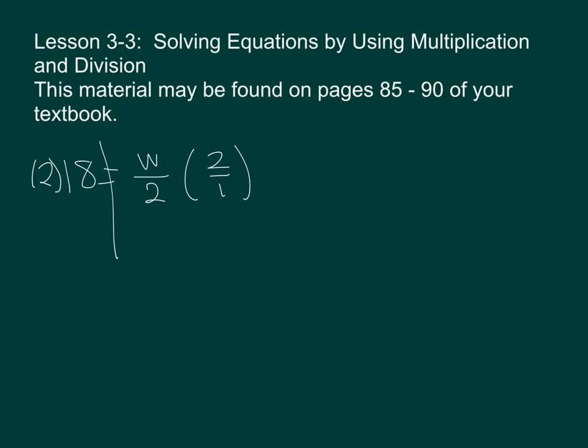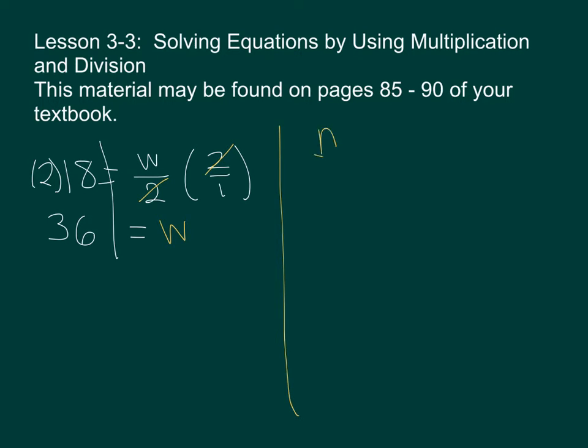When I multiply the left side by 2, 18 times 2 is 36. When I multiply the right side by 2, what happens is that my 2's cancel out, and all I'm left with is W over 1, which is the same thing as W. So the answer to my equation is W is equal to 36. Let's do one more. I'll draw a line here.